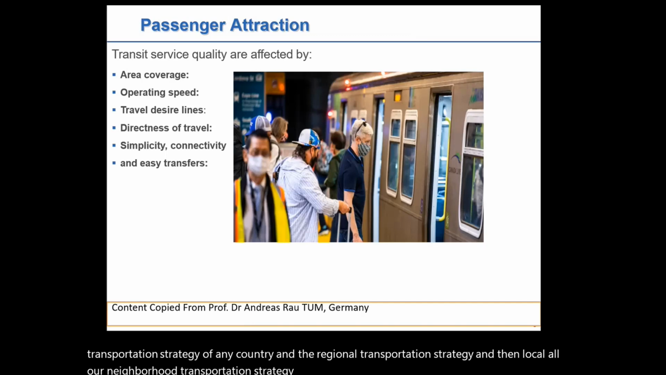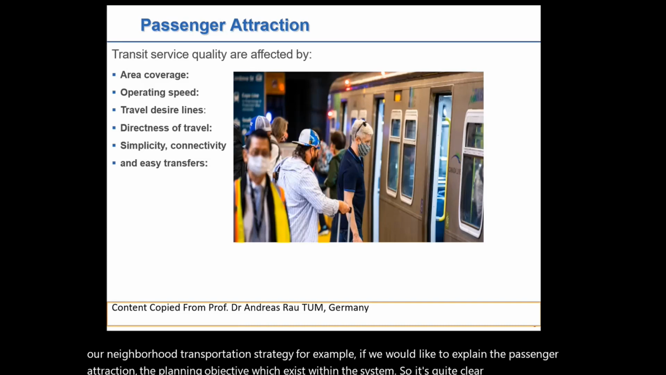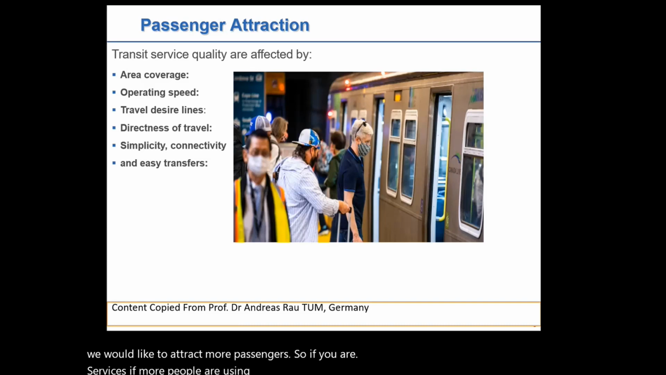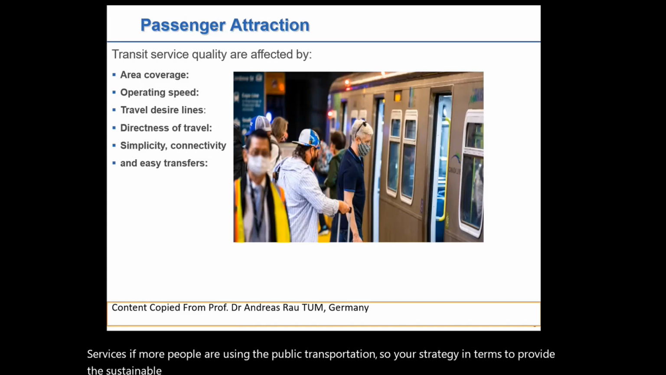For example, if we would like to explain passenger attraction, the planning objective which exists within the system, it is quite clear that we would like to attract more passengers. If more people are using public transportation, then your strategy of providing a sustainable transportation system for any country, city, or region can be fulfilled by considering all those indicators.